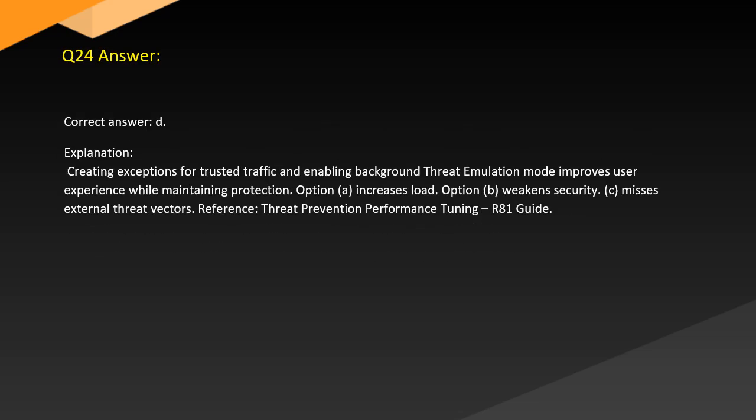Answer. Correct answer, D. Explanation. Creating exceptions for trusted traffic and enabling background threat emulation mode improves user experience while maintaining protection. Option A increases load. Option B weakens security. C misses external threat vectors. Reference: Threat Prevention Performance Tuning guide.